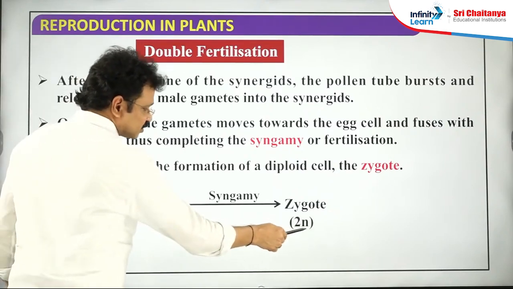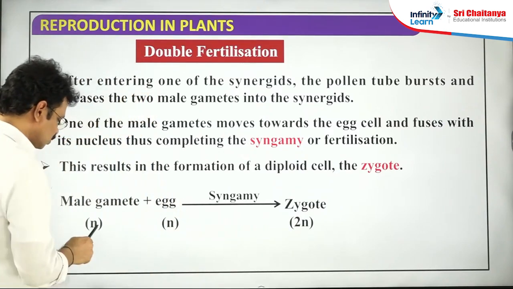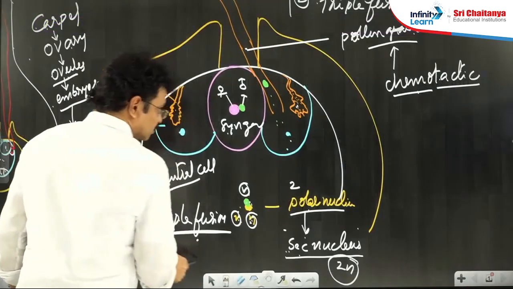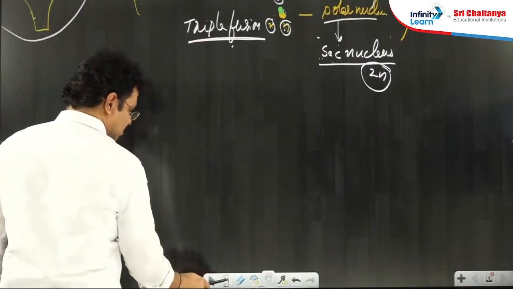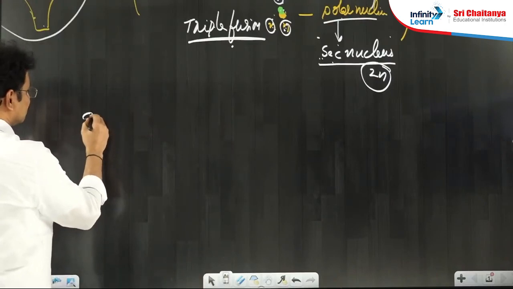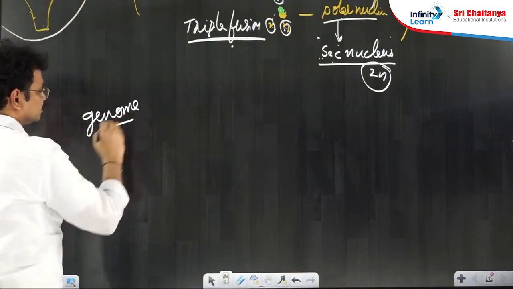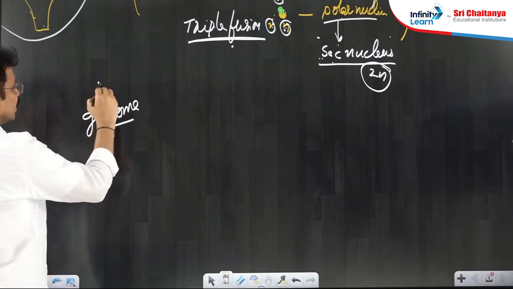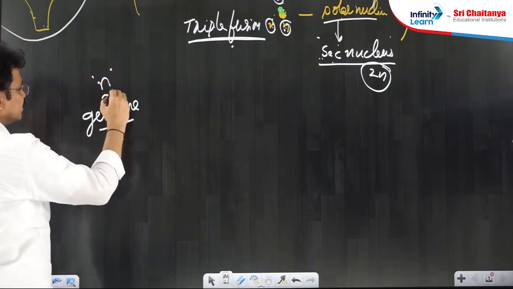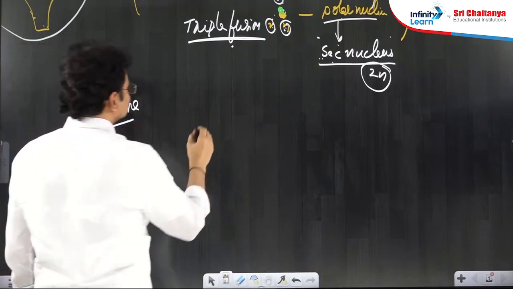Here the two types of genomes are contributed. What is a genome? A single set of chromosomes is also called a genome. All genes present in one set of chromosomes make up the genome. N is the representative symbol for each genome.